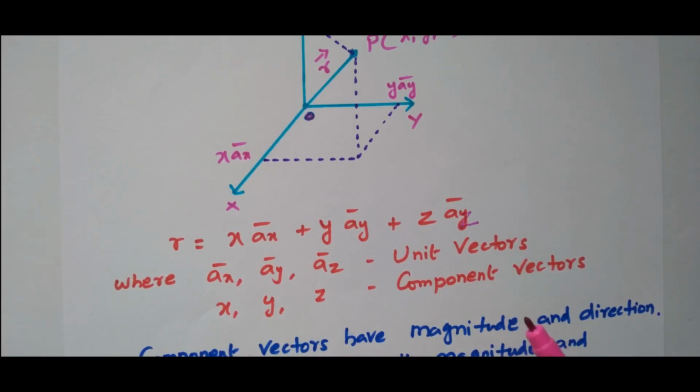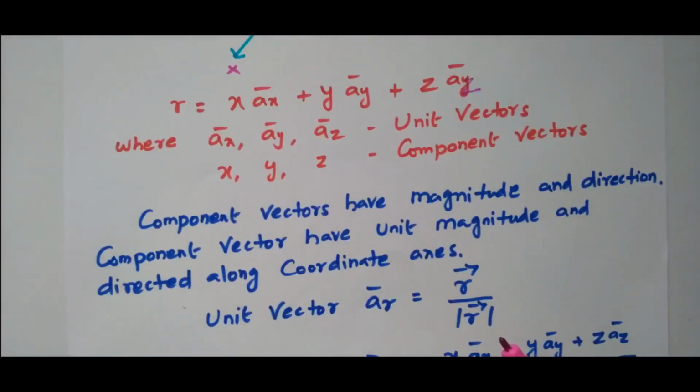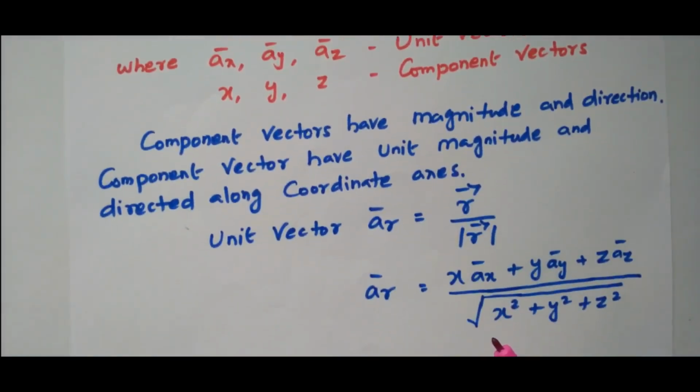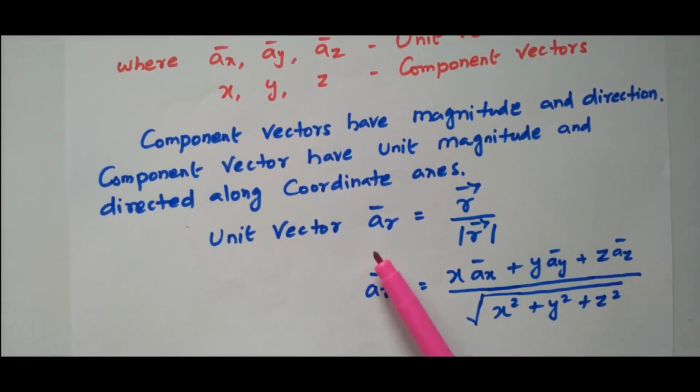Right. Now we'll see how to represent the unit vector. You know that unit vector is nothing but vector by scalar, R vector divided by R. So the R vector is nothing but x ax plus y ay plus z az. The scalar is represented as square root of x square plus y square plus z square. So this unit vector is represented as vector by scalar.